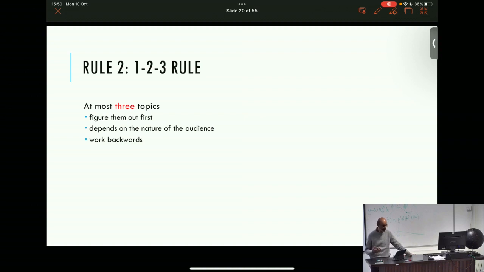So figure out the 3 topics, what you want them to understand, and figure it out first. It depends on the nature, and then work backwards. Say, okay, if I want them to understand this concept, what do I need to tell them in the talk so that they understand this concept? If I want them to understand that concept, what do I need to do? Work backwards to put in the body of the talk so that it supports the 3 topics that you want them to remember. Right? And that's basically it. That's really important. So it's 1, 2, 3. So tell a story. The story has 3 conclusions or 3 topics, and you're going to tell them the 3 topics.